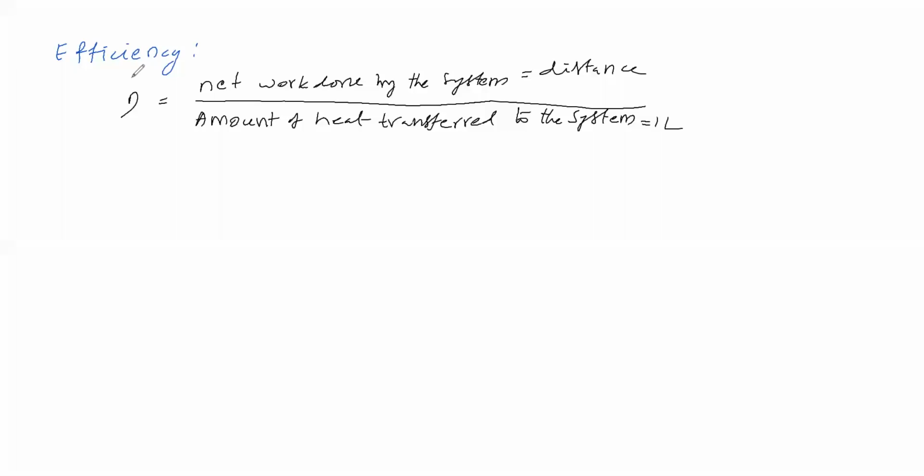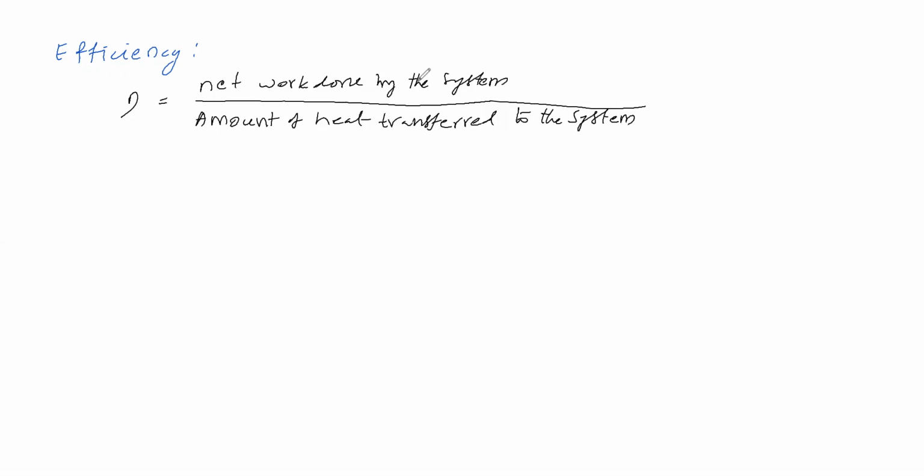Like this, in the efficiency of the Carnot cycle, we have to take the net work done by the system. Net work done by the system is the area within the curve, the area within the cycle. Then the amount of heat transferred to the system: the system is absorbing heat from the surroundings, that heat we have to take. So we have considered the efficiency of a cycle. We got it. Now we will substitute the values.